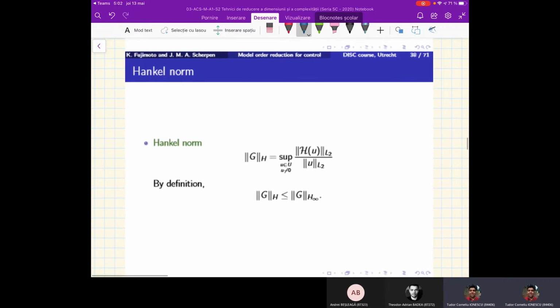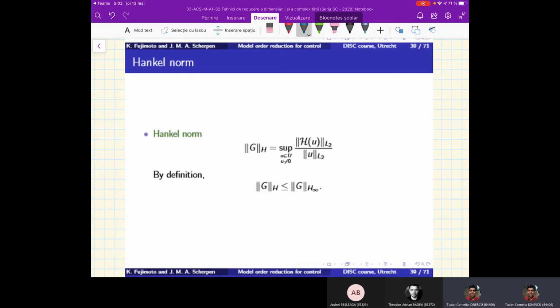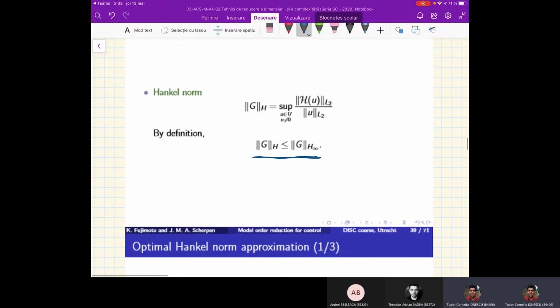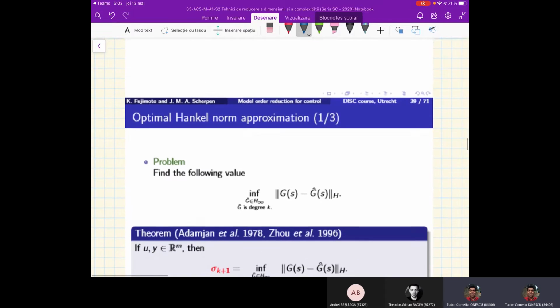We have here the Hankel norm, so it probably has something to do with the Hankel norm, which is this evaluation of the energies. It's the supremum of the quotient of the future output energy with respect to the past input effort. By definition, we have this relation. We've seen this before.